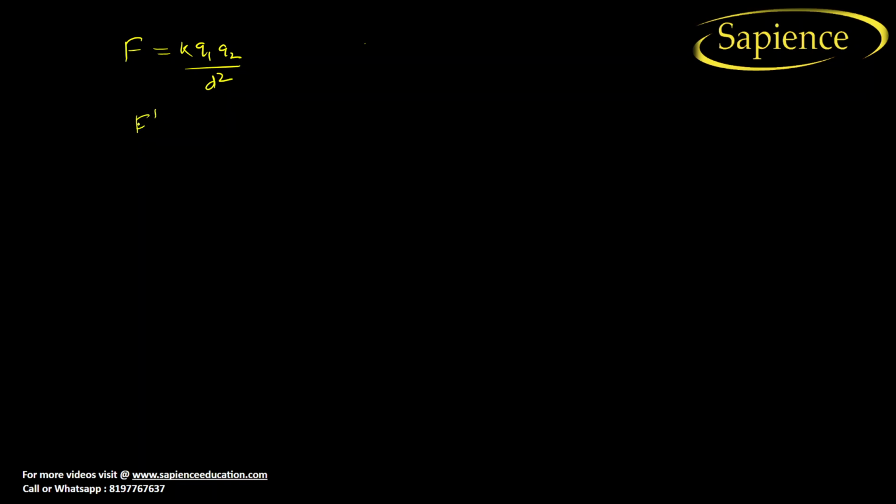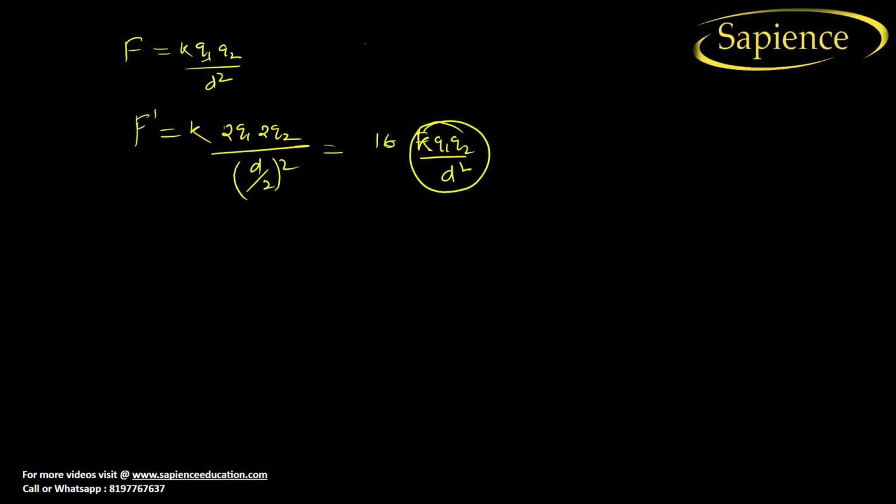So what will be the new force if the first charge and second charge get doubled? This will be 2Q1 into 2Q2 divided by D square. The distance becomes half, so this will become D by 2 whole square. So finally, how much will it be? It will be 2 to the 4, just 16 times K Q1 Q2 by D square. So this value itself is considered as 16 into F. So F dash, that is the new force, will be 16 times the previous one.